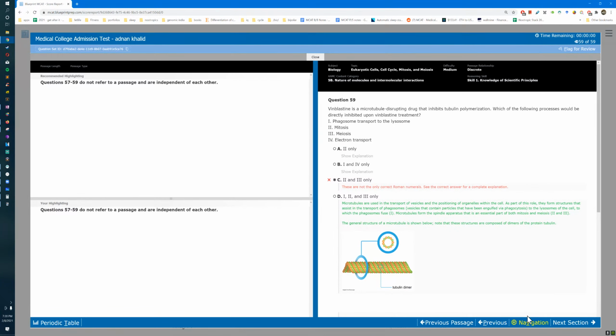This one, tubulin. I knew that electron transport didn't have anything to do with microtubules. Mitosis and meiosis definitely do. And I forgot that transport also does, because it's overall cytoskeleton, right? So that's that. And, oh, I guess we're done. So, there.